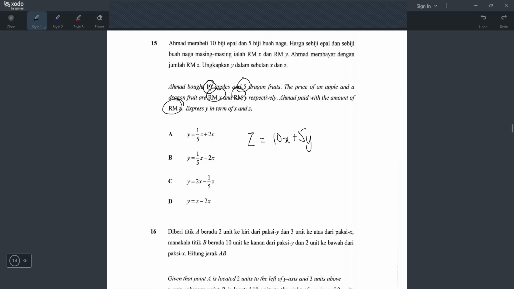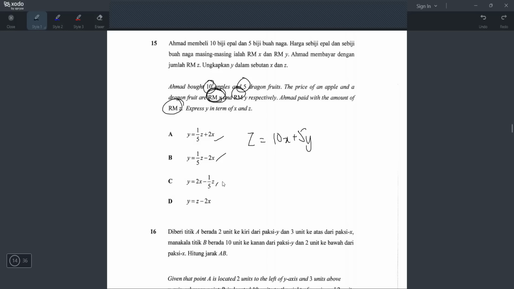there's 10 apples. But the price of one apple is X ringgit. So the amount he has to pay for the apples is 10 times X, because X is only the price for one apple. So 10 times X will be the total price of apples. And then 5 times Y will be the total price of dragon fruit. But since it's paid with the amount of Z, that's why Z must be equal to 10X plus 5Y.